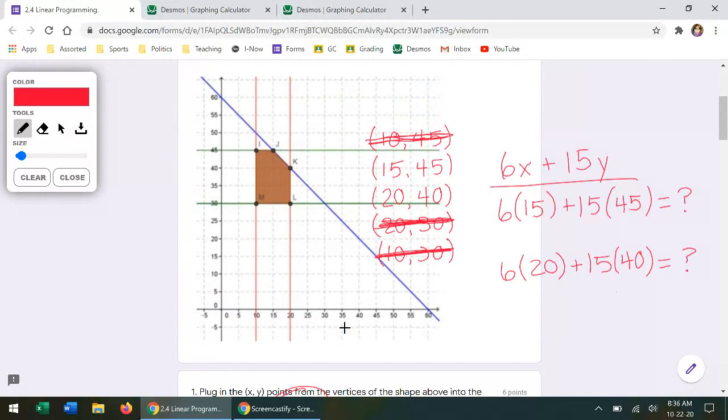Well, looking back up here, whichever one of those two combinations gave you the higher number, you're going to use that x number and that y number. If it's 20:40, it would be 20 for number 2 and 40 for number 3. If it's 15:45, you'll use 15 for problem 2 and 45 for problem number 3.